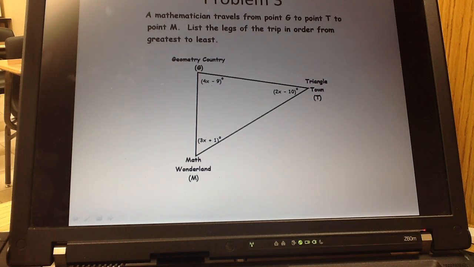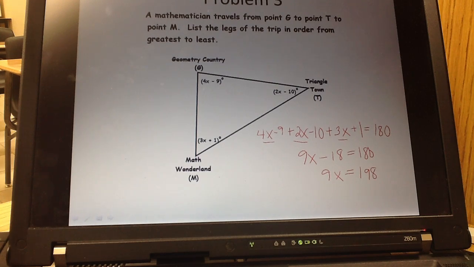All right, well the first thing we need to do is we need to solve for x. So we're going to do 4x minus 9 plus 2x minus 10 plus 3x plus 1 equals 180, because we know that the three angles of a triangle equal 180. So you got like terms together, 4x, 2x, and 3x, that's 9x. You got negative 19, that's going to be negative 18, equals 180. So you're going to add 18 to both sides, and you're going to get 9x equals 198.